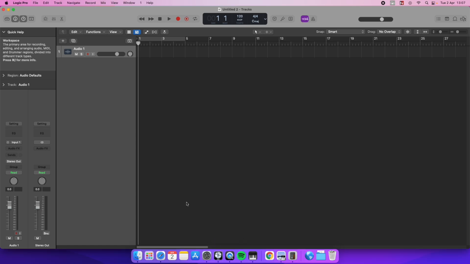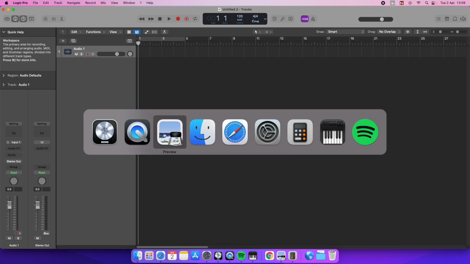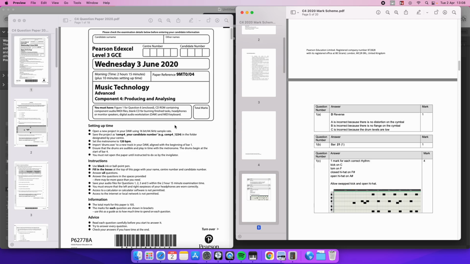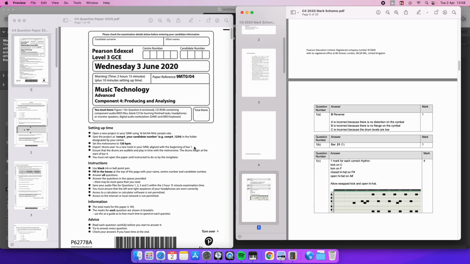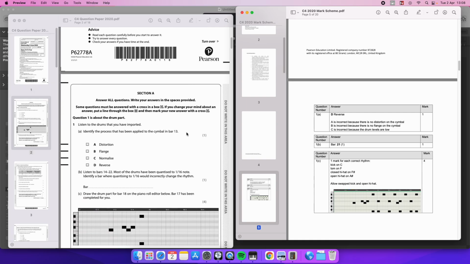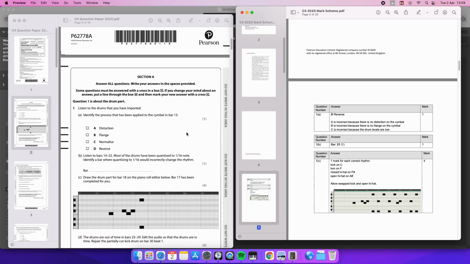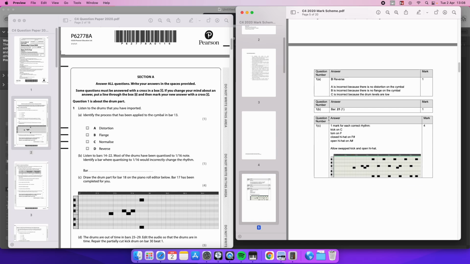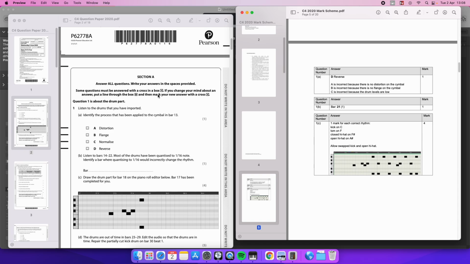Here we go. Here is the component for 2020 paper. So I'm going to go through the whole thing, not just the practical bits, but the theory bits at the same time. Again, I've got the mark scheme over on the right-hand side here, so we can look at it together openly. And I'll be covering all the practical bits that we can do, as well as covering all the technical numeracy bits as well. Might do this section B in a separate video, I think.